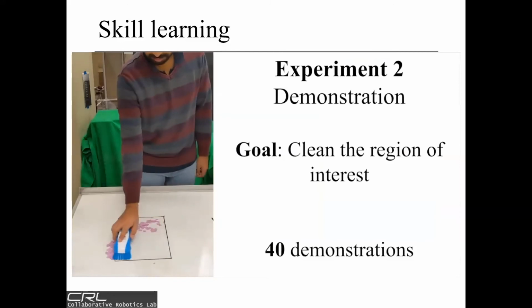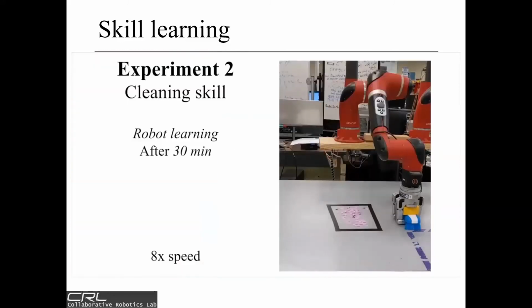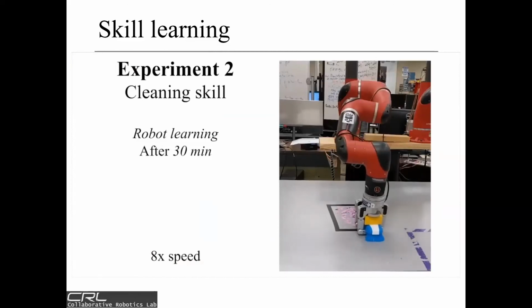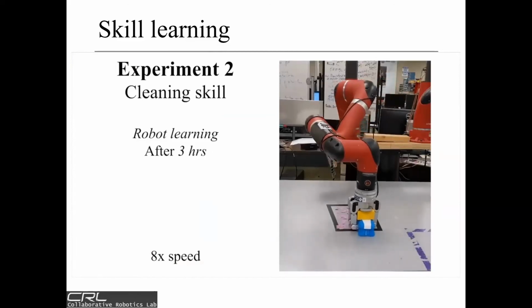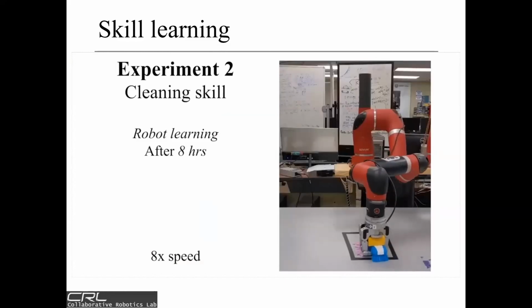Again, a similar skill is the cleaning task, where the robot was supposed to clean a region of interest. And initially, the robot started out with random actions. And as you see, after 6 hours, the robot is able to achieve a very good performance.